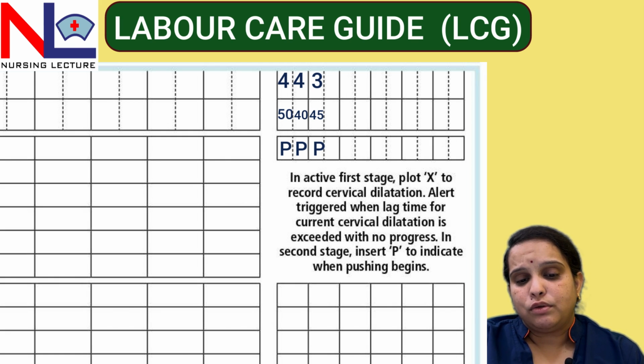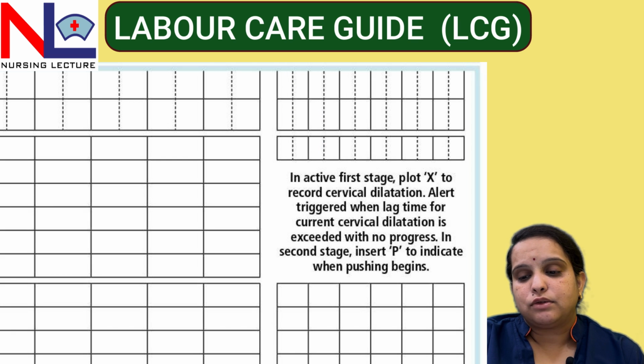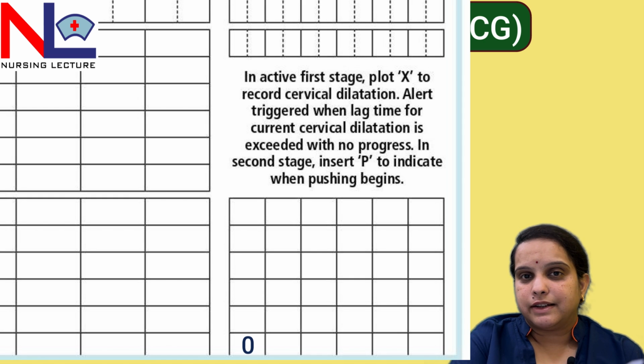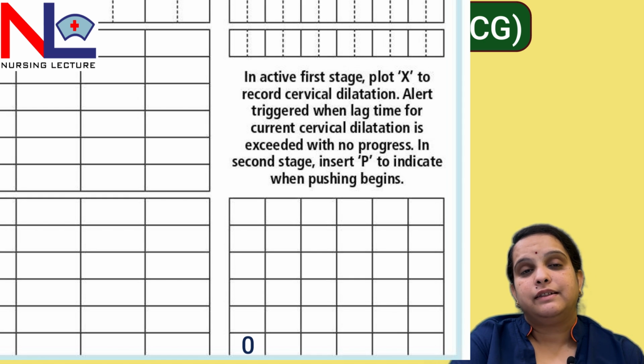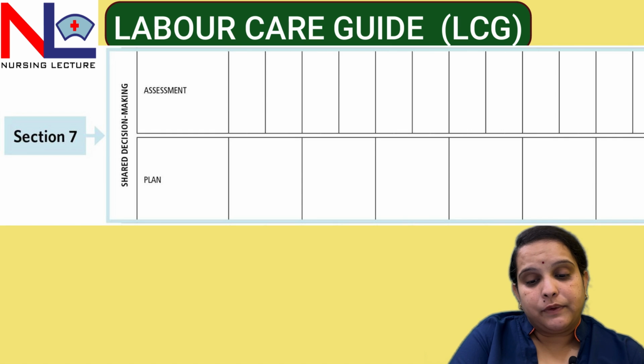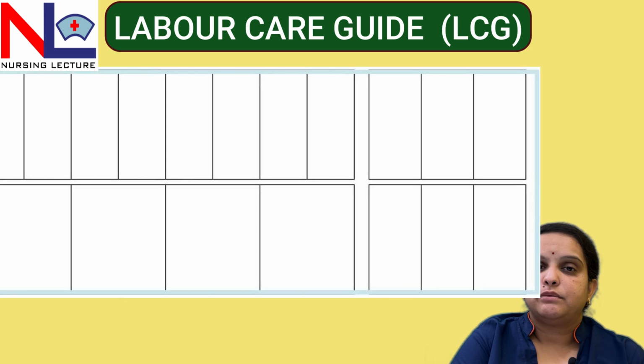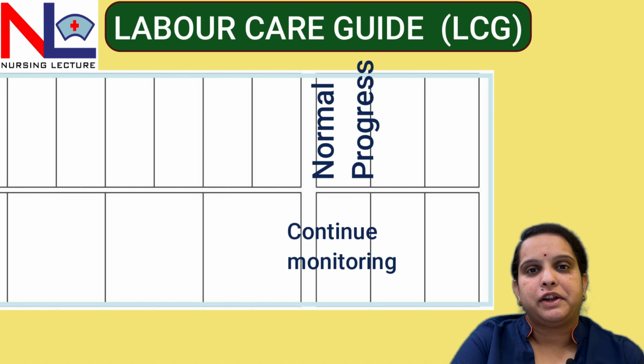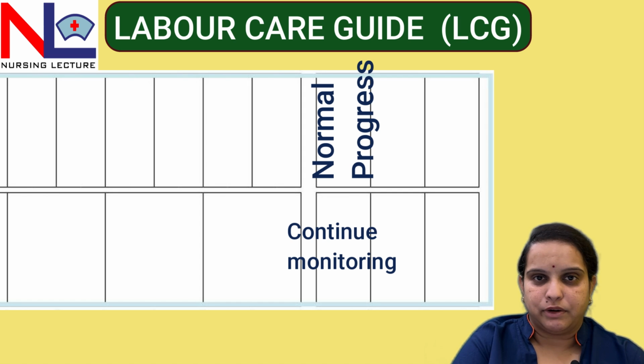And below that, in this column we can write the descent of head, and that is at the level of 0. Zero means the head comes to the level of the ischial spine, and after that the fetus is completely expelled. And in medication and shared decision making, again we can write the progression of labor and continuing monitoring of labor.